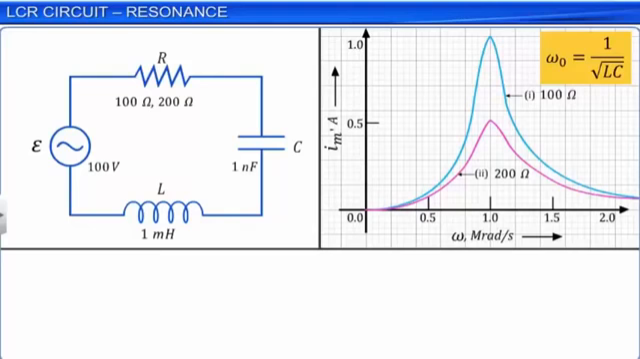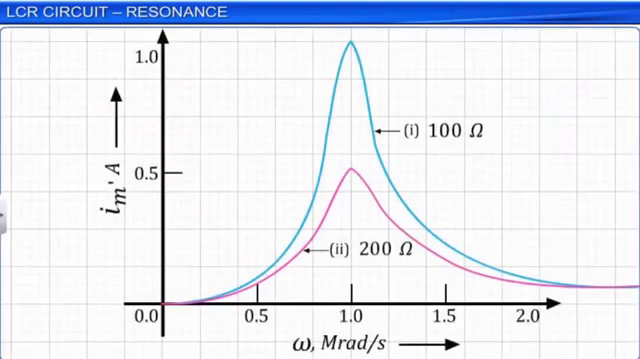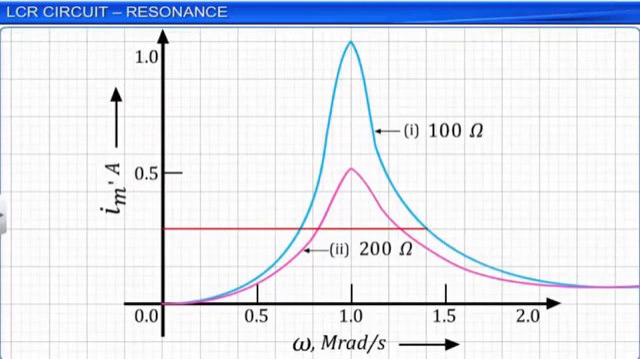We also observe that except for the case of resonance, for every single value of Im, there are two values of angular frequency omega 1 and omega 2 respectively, one lesser and one greater than omega naught, which lie symmetrically on either side of omega naught.